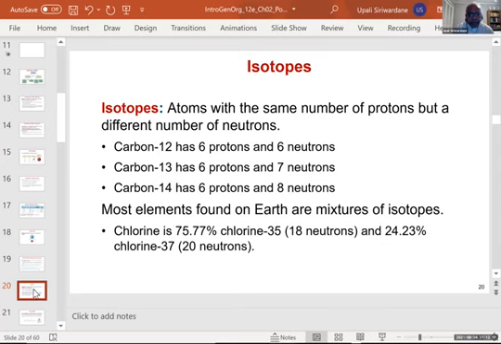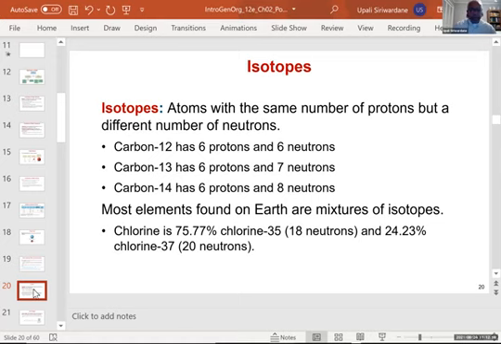Chlorine 37 has 20 neutrons. So 37 minus 20 is 17. But these two isotopes are in the ratio of 75.77% and 24.223%. Therefore, we had to calculate the average atomic mass based on isotopes.